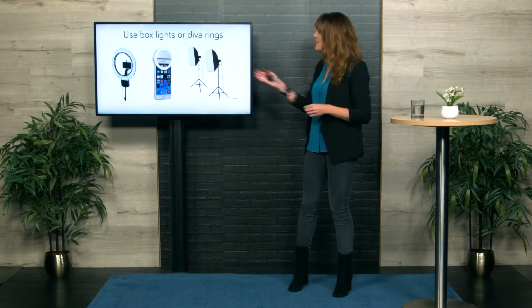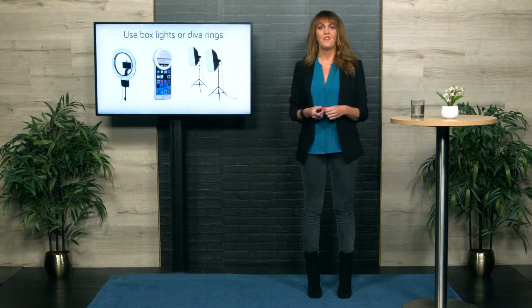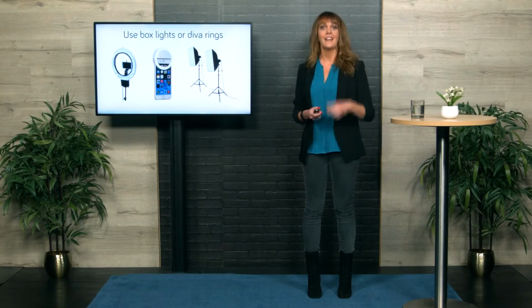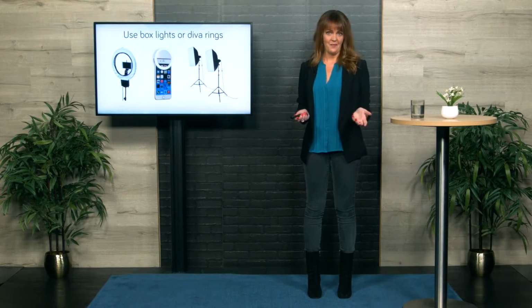We also have a mini diva ring here in the middle. This one's really, really cool. I love this one. You clip it onto your phone. So if you're out and about and you're doing Facebook Live videos, you have a really crisp, clean light on your face that way. So that's the way to get good lighting, and it's not a lot of money.